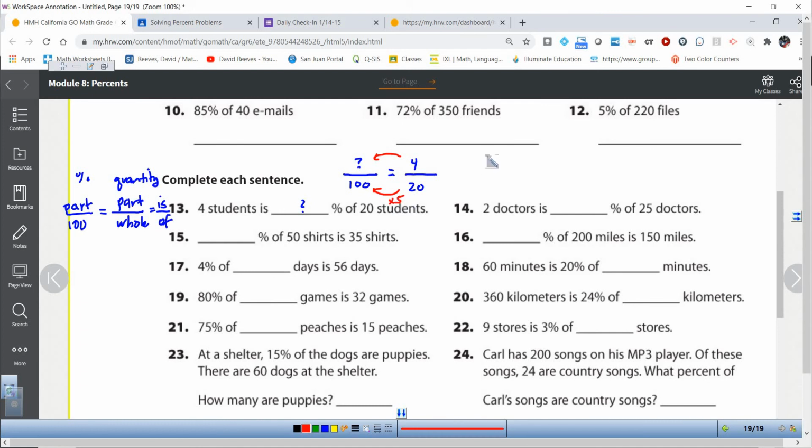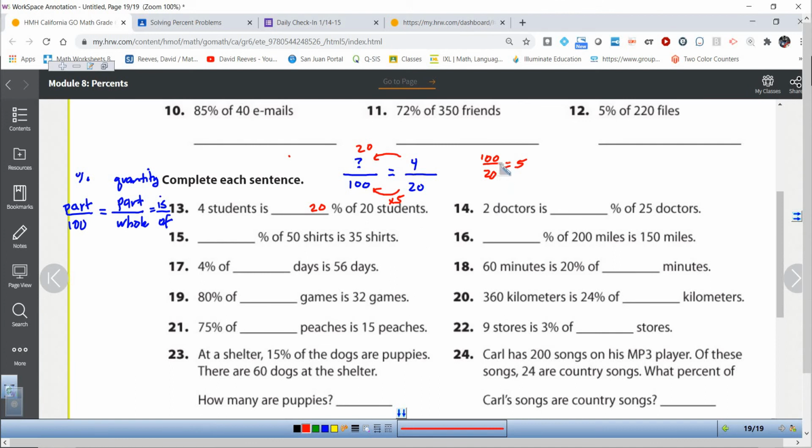If you didn't know that, you could do 100 divided by 20, and it tells you that it gets multiplied by 5. Well, 5 times 4 is 20. So 4 students is 20% of 20 students. Kind of weird. Or 4 students is 1/5, right? 4 students is 1/5 of 20 students.